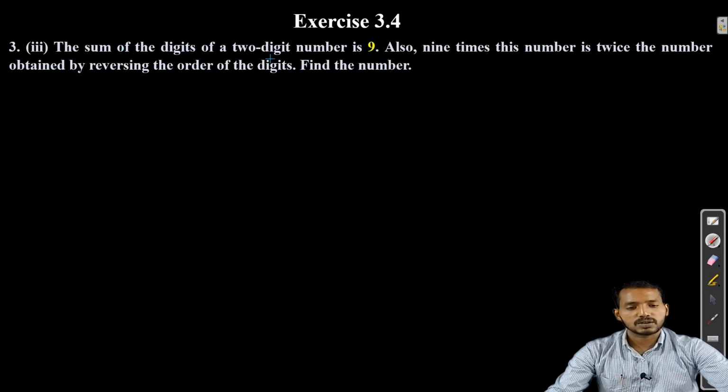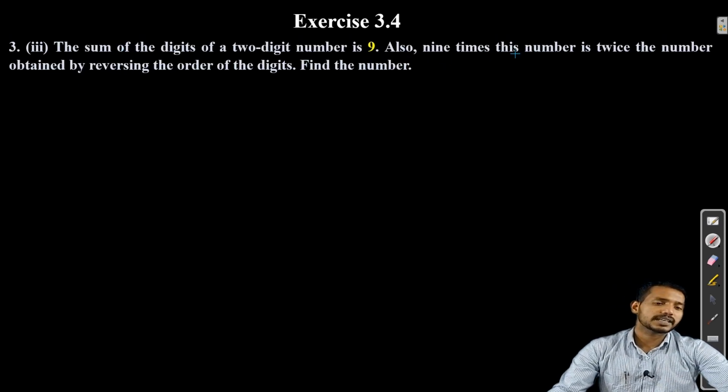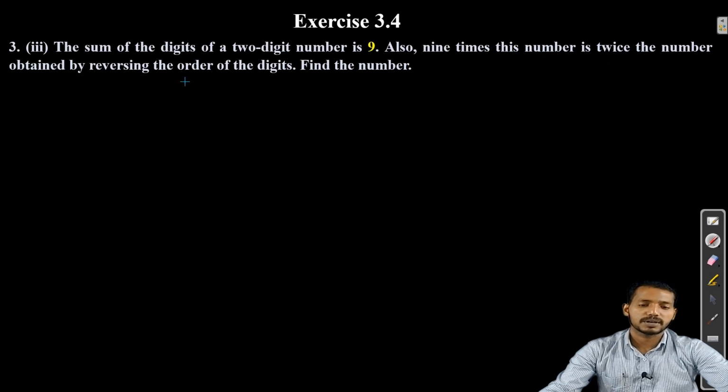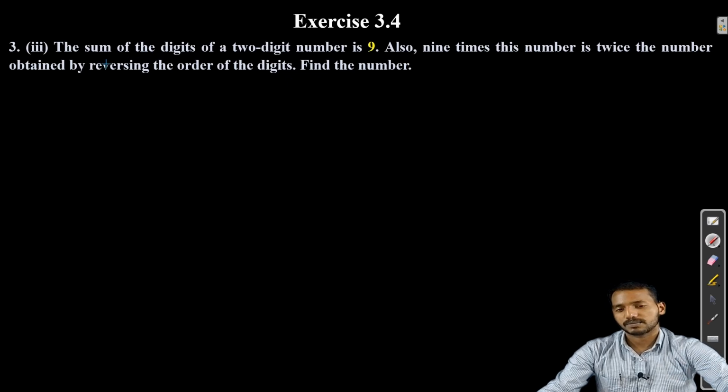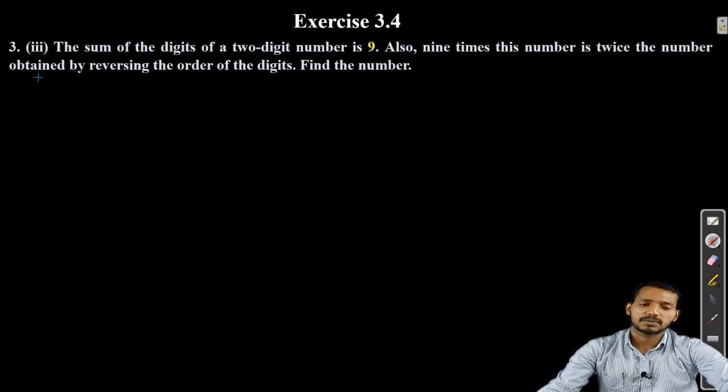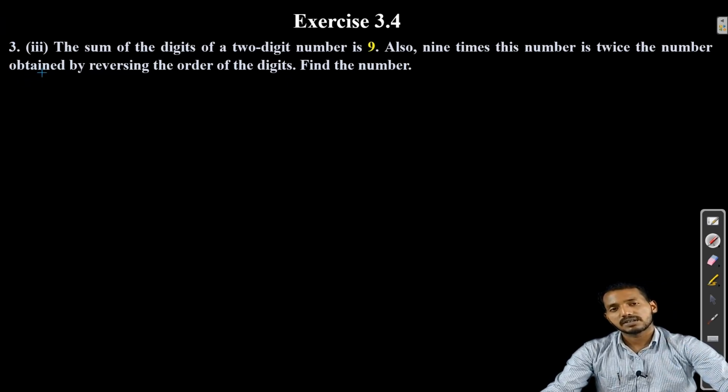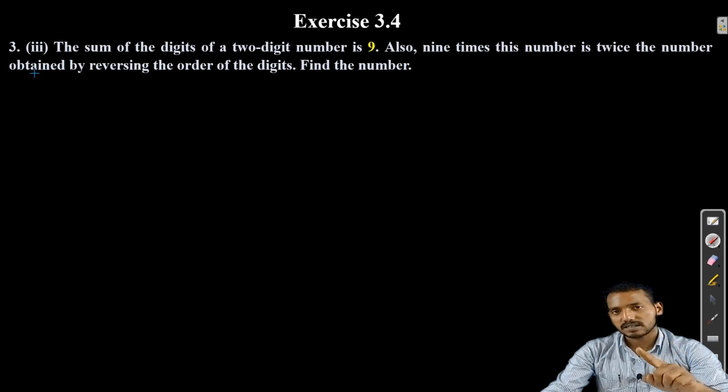The sum of the digits of a two-digit number is 9. Also, 9 times this number is twice the number obtained by reversing the order of digits. Find the number. It's a very important kind of question related to two-digit numbers. In the case of a two-digit number, there will be two digits: one is the ones digit and another one is the tens digit.